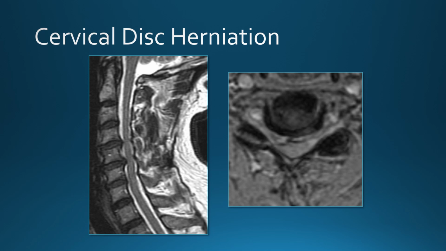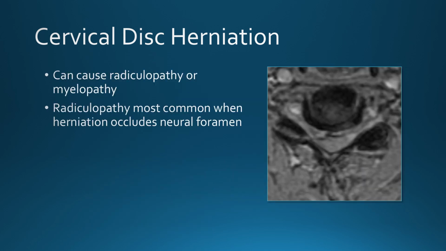So here's a patient with herniated disc in the cervical spine. Of course, there's a spinal cord that can be compressed. Here we can see disc material that's blocking the neural foramen, but it does not go directly into the neural foramen. It can't go through this uncovertebral joint. The disc comes out more posteriorly, and it could go into the foramen that way. So cervical disc herniation can cause radiculopathy or myelopathy, and the radiculopathy most commonly occurs when the herniation occludes or nearly occludes the neural foramen, as you can see in this patient here.